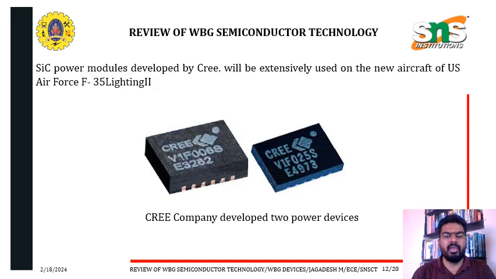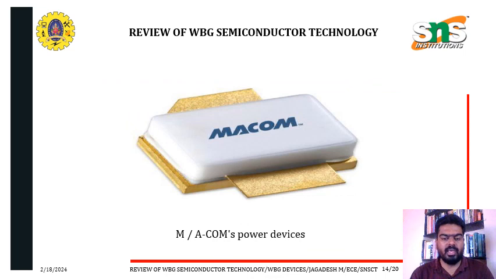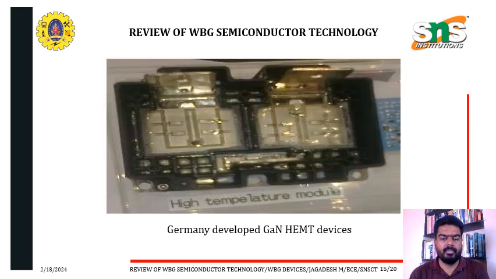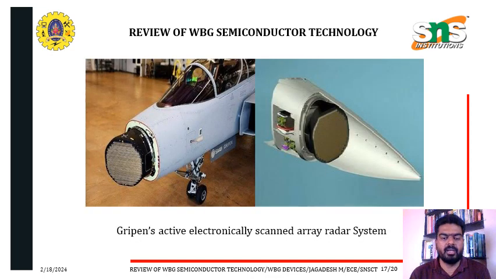SiC power modules developed by Cree will be extensively used on the new aircraft of the US Air Force, the F-35 Lightning II. Here are the F-35's radar and the SiC power components. This is the ACOM power device. Germany developed gallium nitride HEMT devices and a high temperature module. This is the SiC device of Infineon company. And this is Gripen's active electronically scanned array radar system.